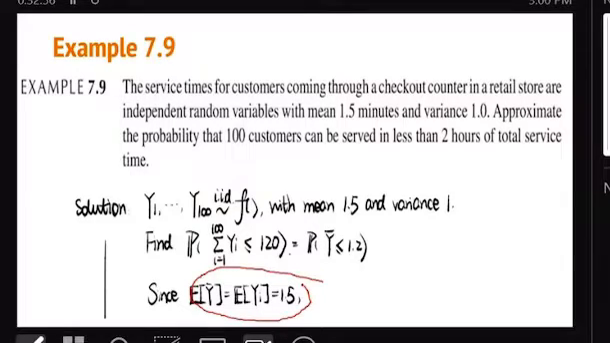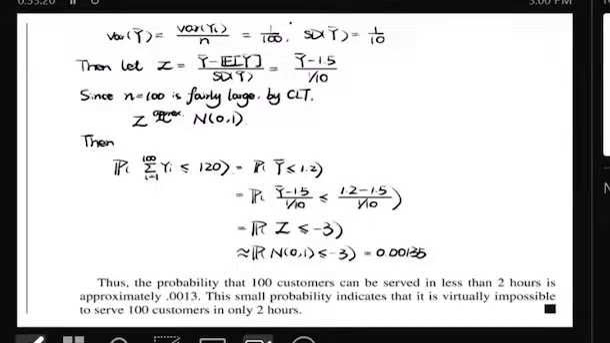Okay? So that is why you actually see that. The expected value of y bar is also going to be the same as the expected value of y. Now, the idea of the central limit theorem can be used here because of the sample size, which is at least 30. Now, what about the variance?